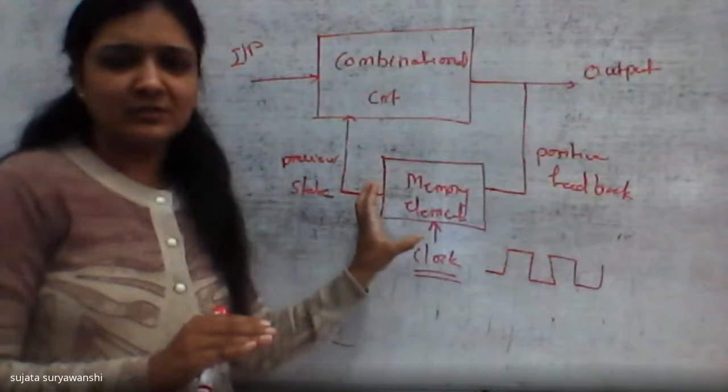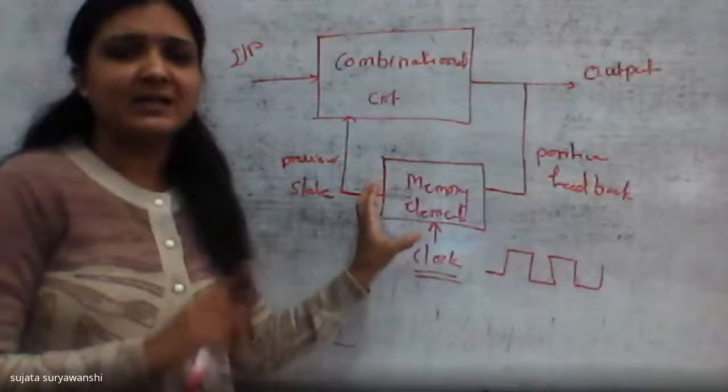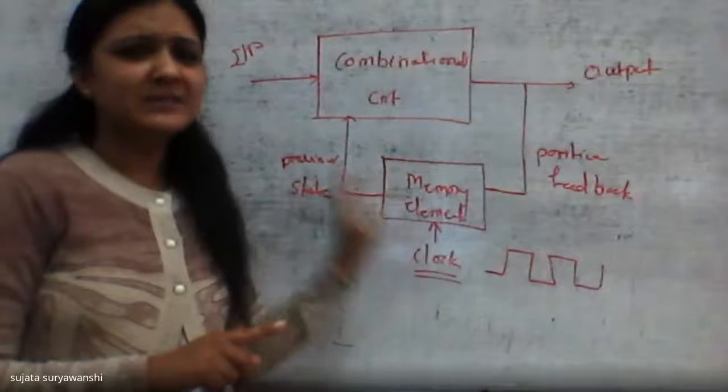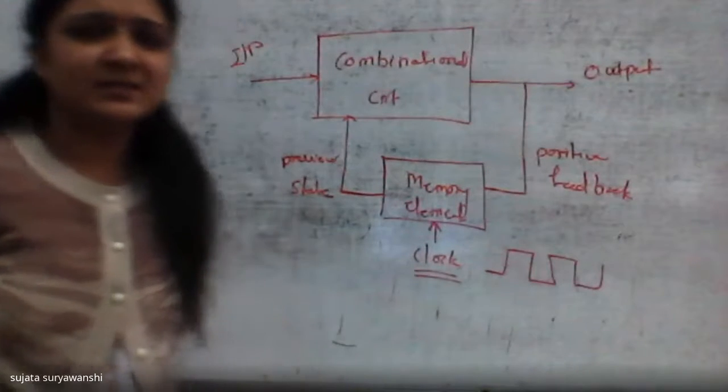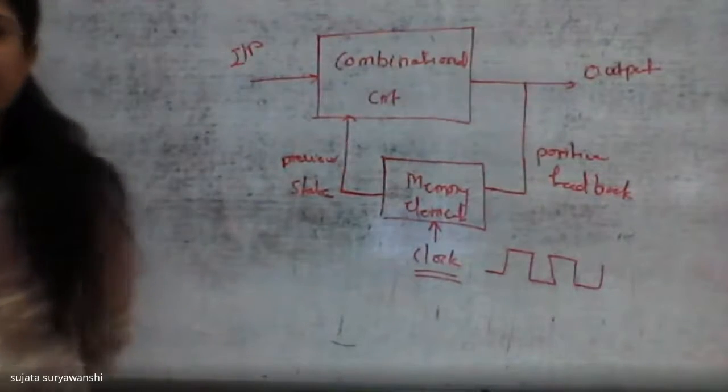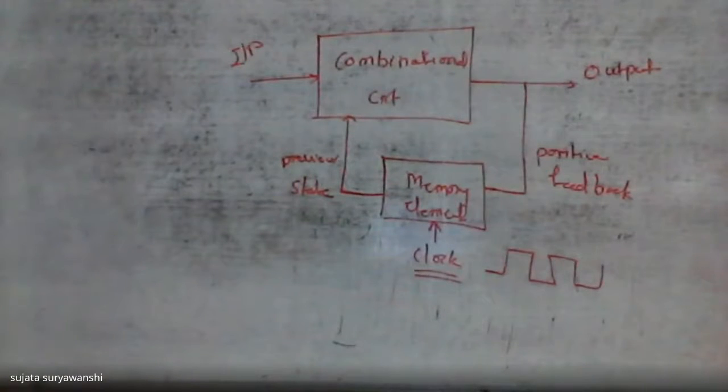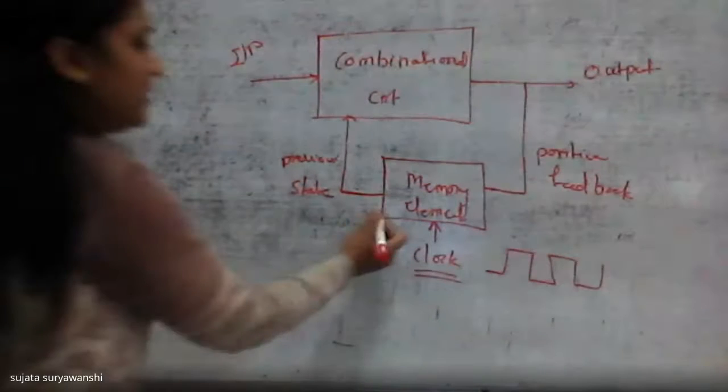Understood? The difference between present state and the next state? Yes, write down the definition of present state. Present state: the data stored by the memory element at any given instant of time. Memory element.